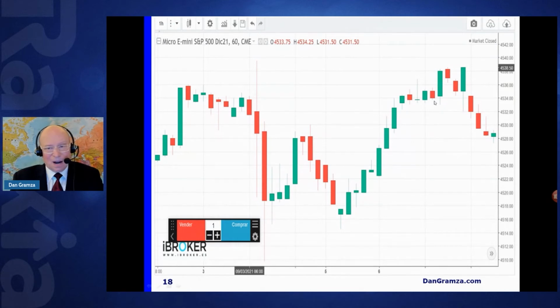Now, depending on how we're trailing our stop, if this was less than or more than 4 ticks, this would have stopped us out. If not, then this movement right here, where we're trailing our stop 4 ticks, would have exited that position. Now, what I'd like to do is get over to the iBroker trading platform.